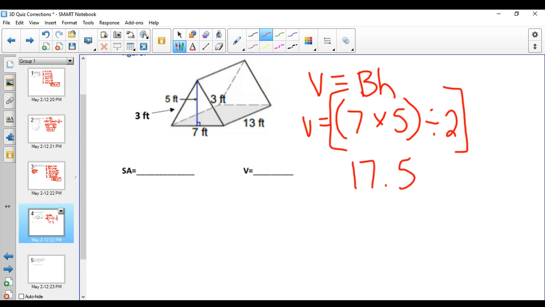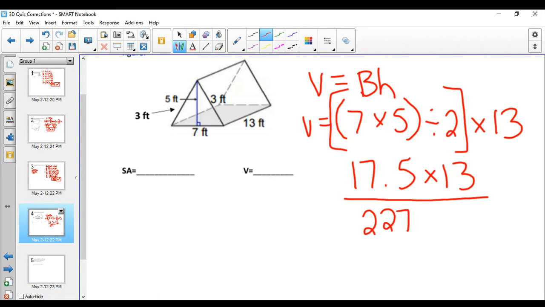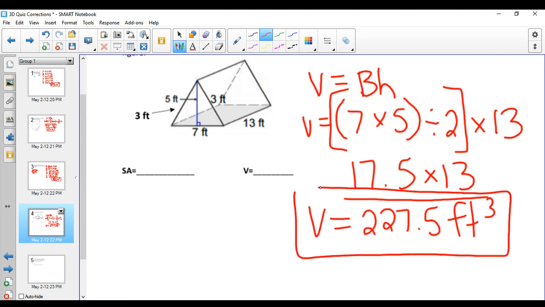Now, we're doing area of the base times the height. Again, you have to slow down and think, because a common mistake would be to choose this 5 right here, because when you hear height, you think straight up and down. Actually, height is going to be the length of the side that connects the two triangular faces. So that's going to be the 13 right here. So the height is 13. Okay, so we end up doing 17.5 times 13 to get the final volume answer. And that comes out to 227 5/10 feet cubed. So this is the volume.